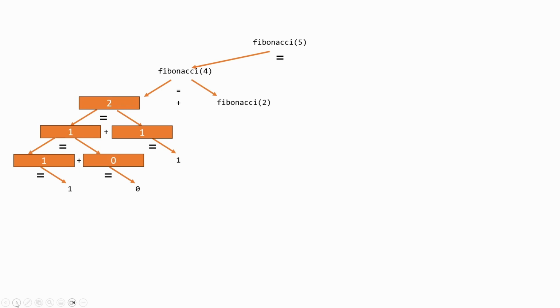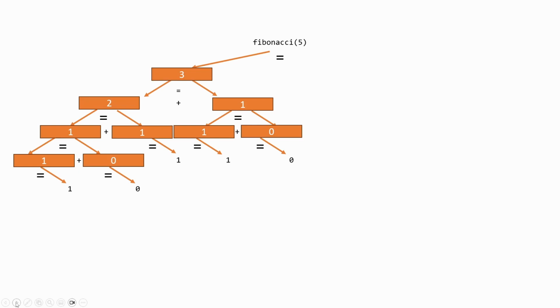Now we have to evaluate Fibonacci 2, which is Fibonacci 1, which we know is 1, plus Fibonacci of 0, which we know is 0, and Fibonacci of 2 is 1, which means now we can figure out what Fibonacci 4 is, which is 2 plus 1, or 3. And we are back up to the top of the tree at Fibonacci 5. Fibonacci 5 was Fibonacci 4 plus Fibonacci 3, and now we have to go back down the tree.